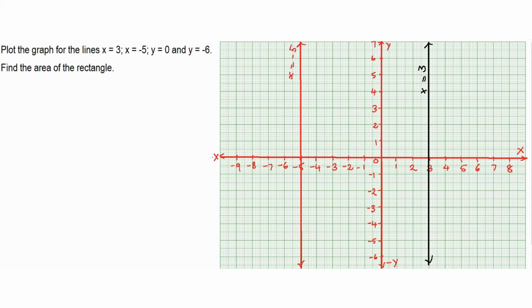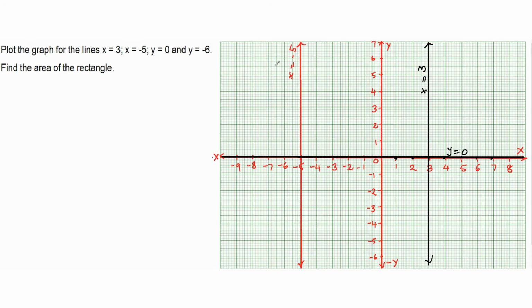Then you have y equals 0. So y equals 0 is basically a line which is going to have all its y coordinates 0. So let us think about which points have their y coordinate 0. If you think about it, these points that lie on the x-axis have their y coordinates equal to 0. And therefore, when I say y equals 0, it basically means the x-axis, right? So this is y equals 0.